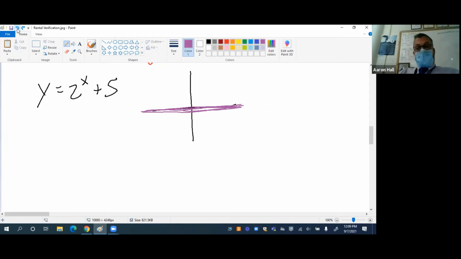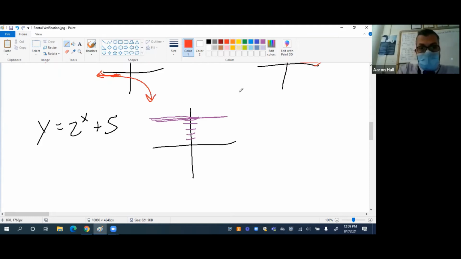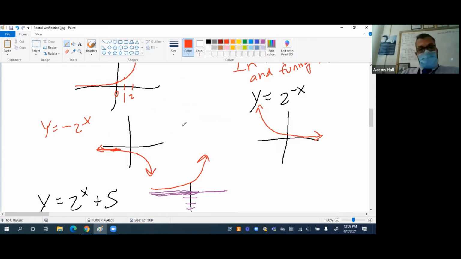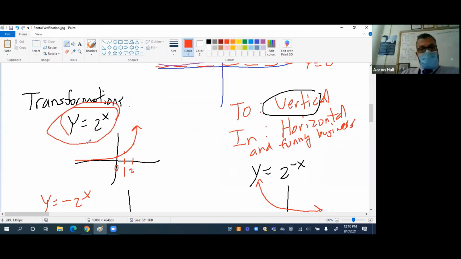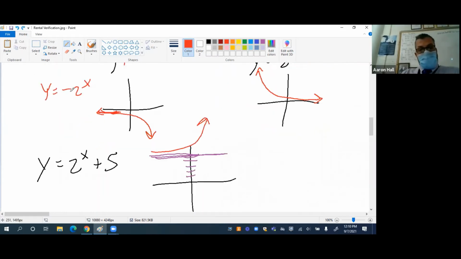Yep. So we're going to go up 5 units: 1, 2, 3, 4, 5. And then the graph converges on that line. So the graph should look something like this. What if I want to shift this graph to the right? We're going back to the parent function. I want to shift the parent function to the right by 5 units. How do I shift?